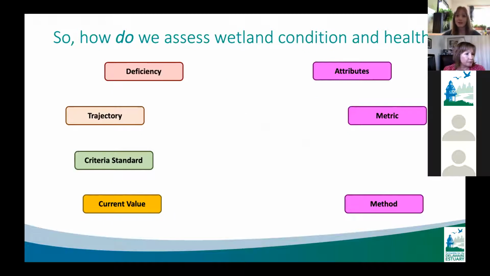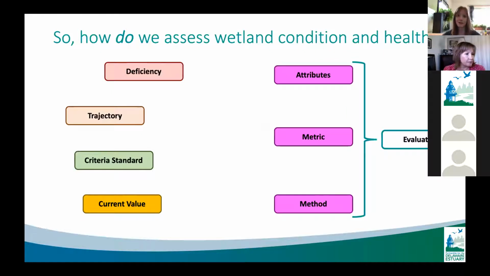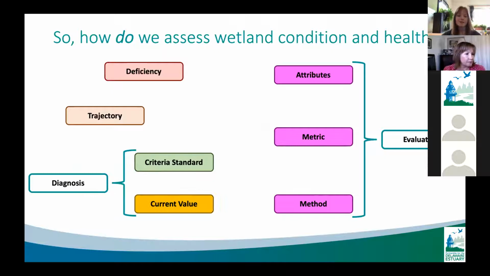So our use of defined attributes and methods to get measurable metrics gives us an evaluation of the site characteristics, like a doctor might do by making measurements of your weight or blood pressure, for instance. Then by comparing that current value from our evaluation to a criteria standard, this allows us to get a diagnosis of site condition and health. And this would be like a doctor determining your health by comparing your weight and blood pressure to other adults in a similar age and height range.